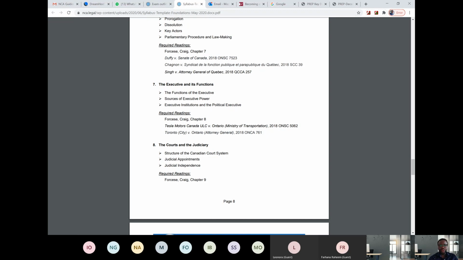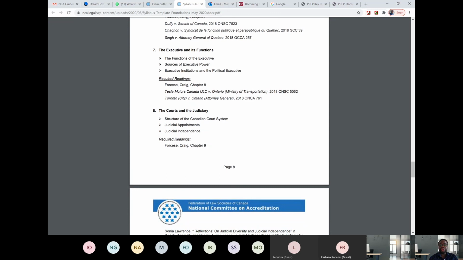Very quickly, we'll go to Chapter 8. Chapter 8 talks about the structure of the Canadian courts. How are they structured? Does anybody want to tell us? It's similar to what we have in our jurisdiction, our court structure. What is the hierarchy of courts in Canada? Anybody? You don't have to be correct.